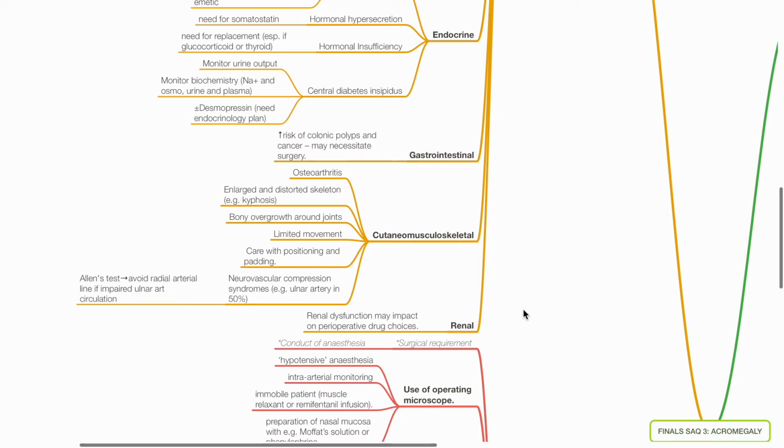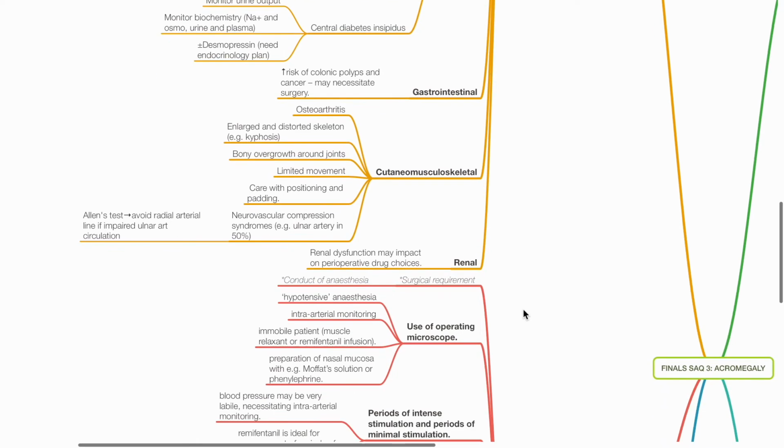Bony overgrowth around joints, limited movement. Care with positioning and padding is necessary. Neurovascular compression syndromes may occur. For example, the ulnar artery, which may be compressed in up to 50% of patients. Perform Allen's test prior to radial arterial line insertion, and avoid radial arterial line insertion if there is impaired ulnar arterial circulation. Renal dysfunction may impact perioperative drug choices.